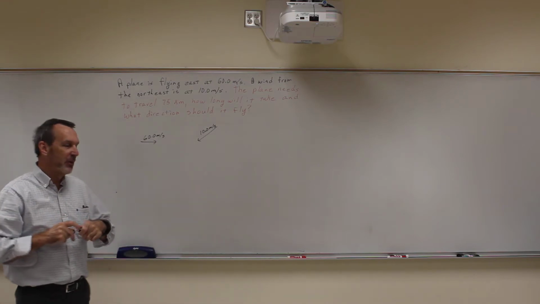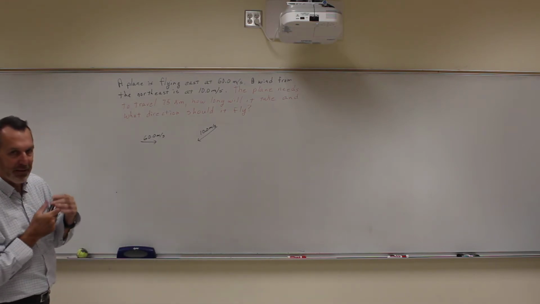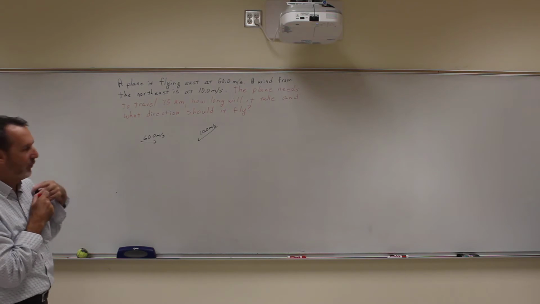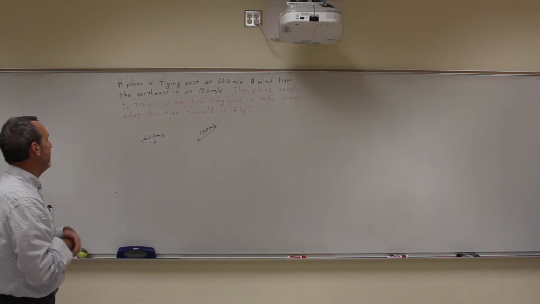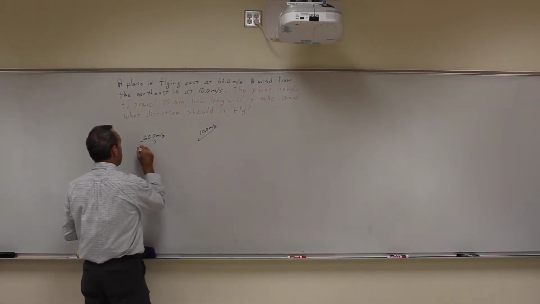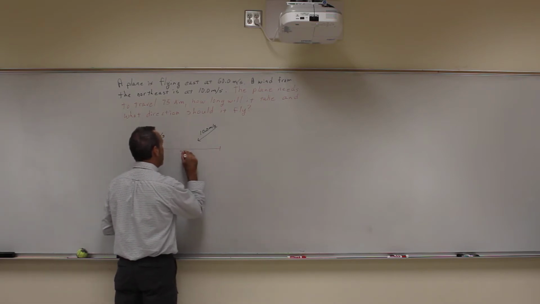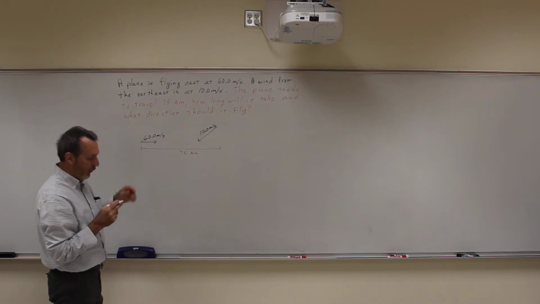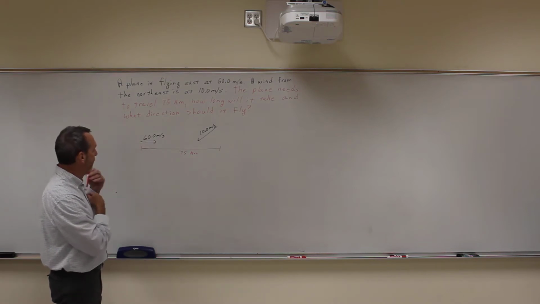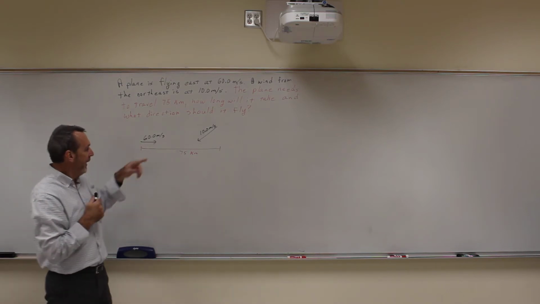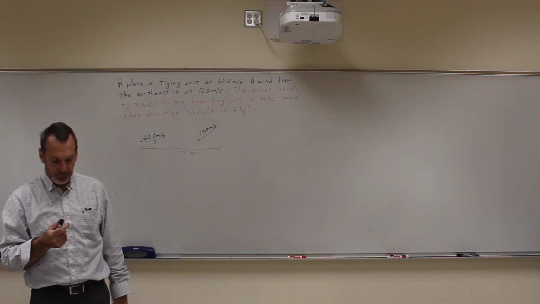So instead of it going exactly perpendicular or exactly head on, it's going at an angle to him. The plane needs to travel 75 kilometers. So the plane wants to go 75 kilometers. Again, we need to figure out what angle the plane needs to go, what direction it should fly, and how long it'll take to get there.